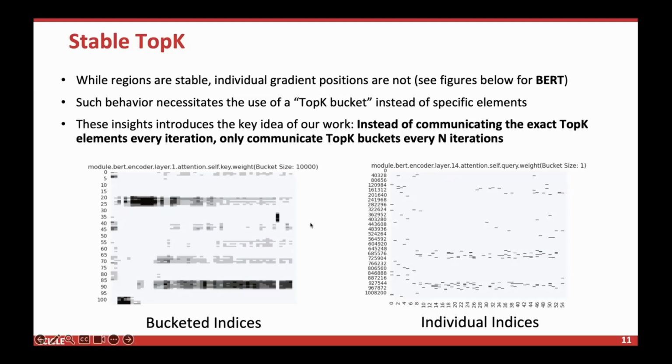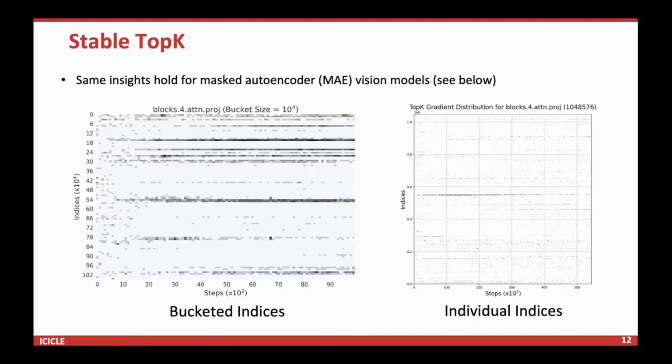So there are two key hyperparameters. One is the bucket size, right? Here we are just showing a bucket size of 10,000. The second hyperparameter is the frequency of computing the TopK gradients, which is every n iterations. Cool. And we also analyzed the masked autoencoder, which is a variant of Vision Transformer. This is one of the attention layers in MAE, and you can see clear bands here if we use a bucket size of 10,000. But if we look at individual indices, it's spread all over the place. There isn't a clear pattern.